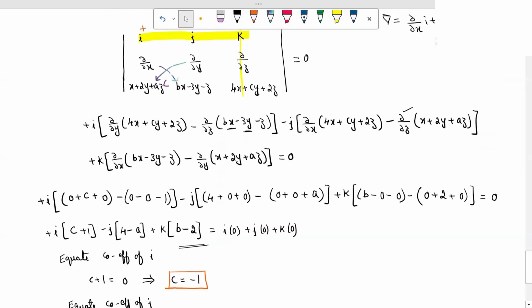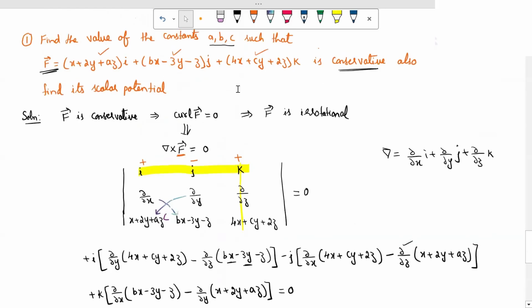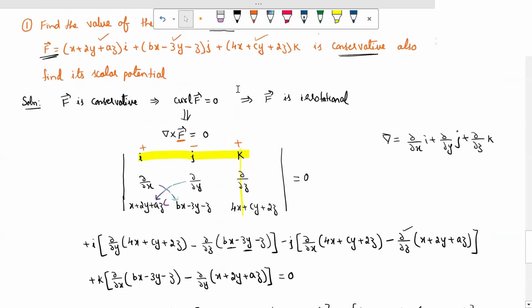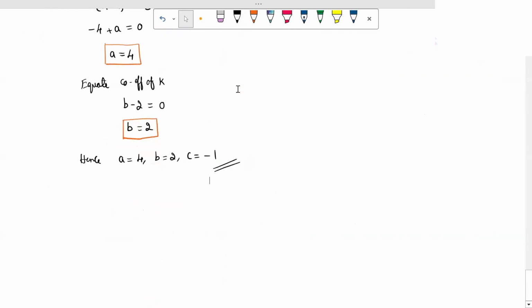So what is that scalar potential? So for scalar potential, we know this formula. We know del phi is equals to vector F. Phi represents the scalar potential. We need to find out the value of phi. So we know del phi is nothing but dou phi by dou x into i plus dou phi by dou y into j plus dou phi by dou z into k is equals to vector F.